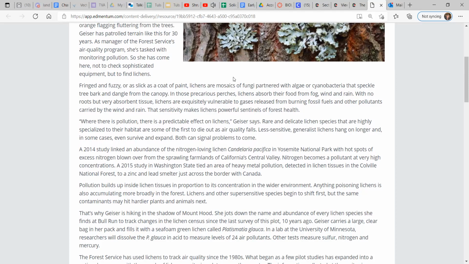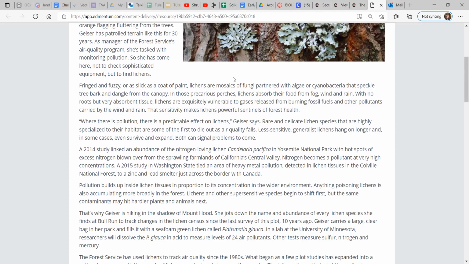So, to recap, these lichens don't have roots, and their main source of food is from fog, wind, and rain. And because of this, they're super sensitive to the air and gases around them. And this makes them very good indicators, because if they're having trouble, then you know a forest is bound to have trouble later on as well.